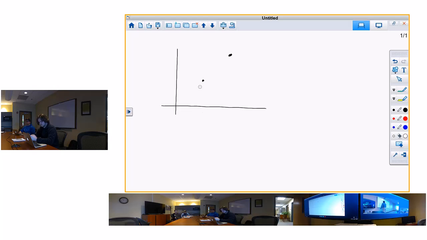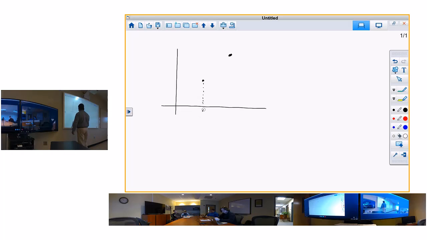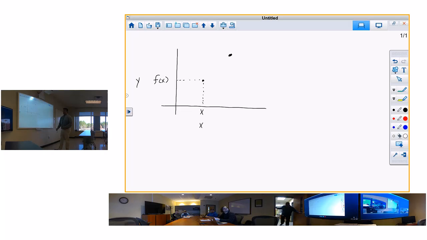And this is x. This is f of x. Okay? Back a long time ago, this is x, and this is y. That wasn't sophisticated enough, so now you have to call it f of x.